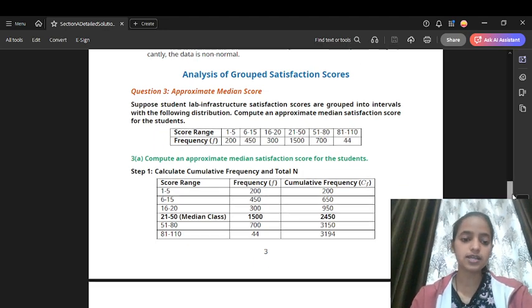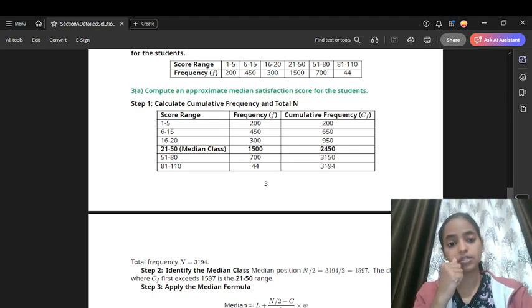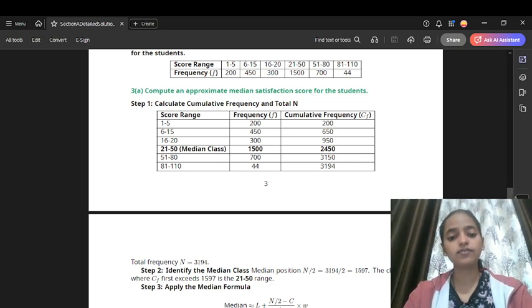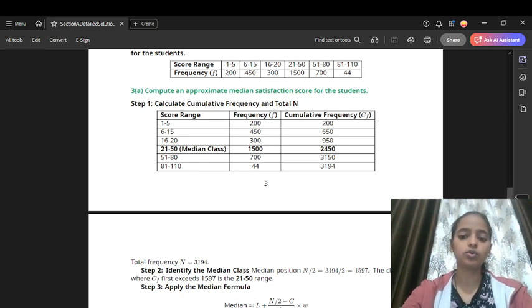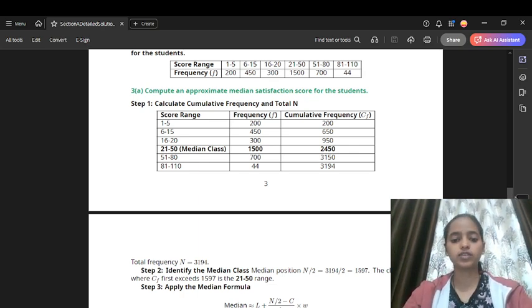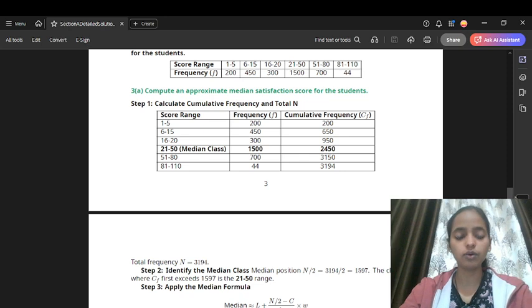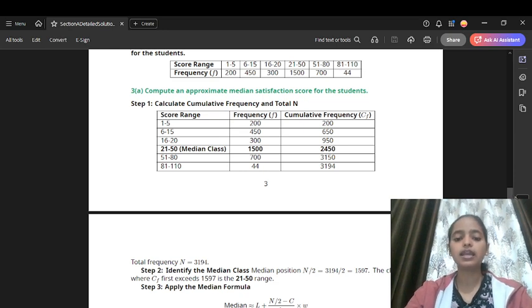So the first part asks us to compute an approximate median satisfaction score for the students. Score ranging 1 to 5, frequency is 200 and cumulative frequency is also 200. 6 to 15, frequency is 450 and cumulative frequency is 200 plus 450, which is 650. Now 16 to 20 has frequency 300 and cumulative frequency 950.